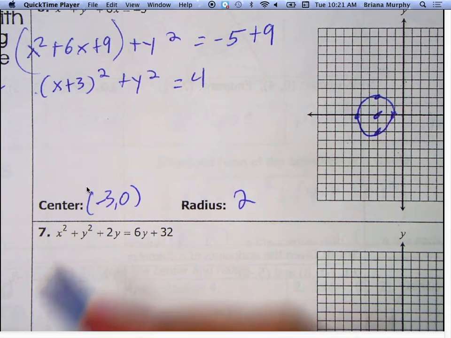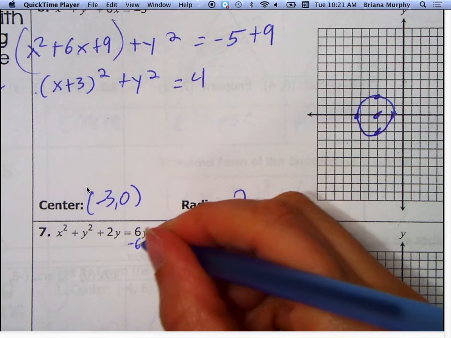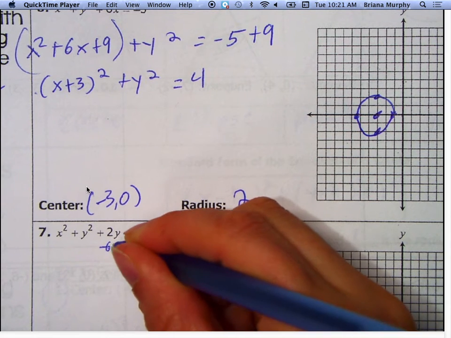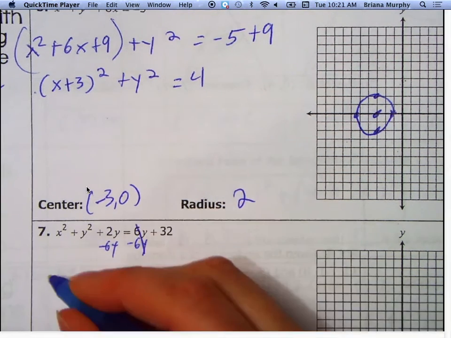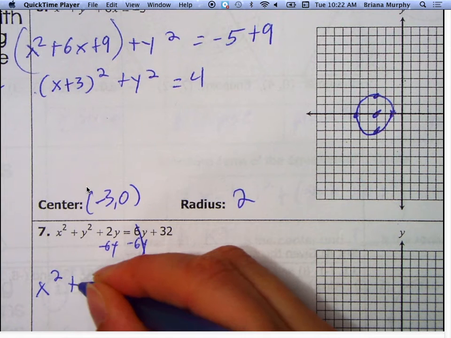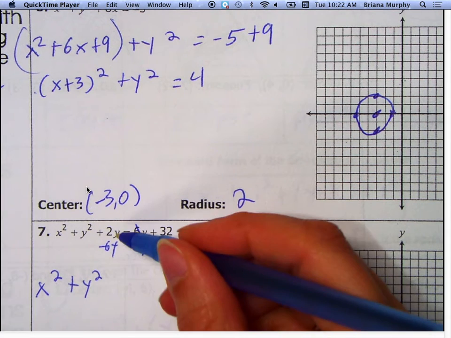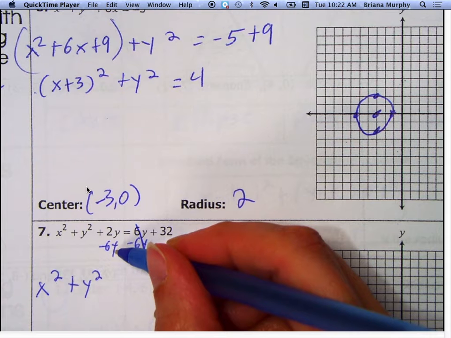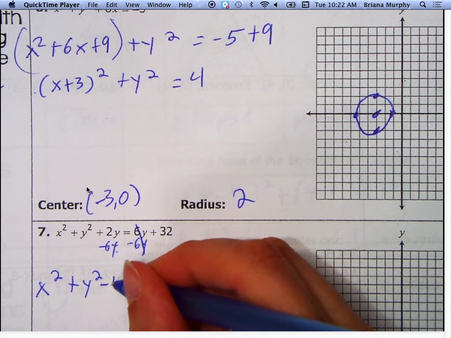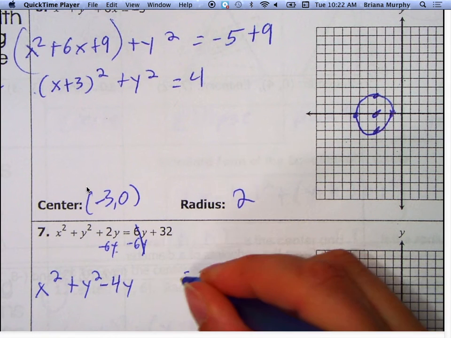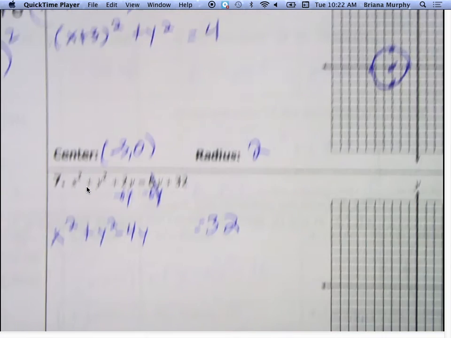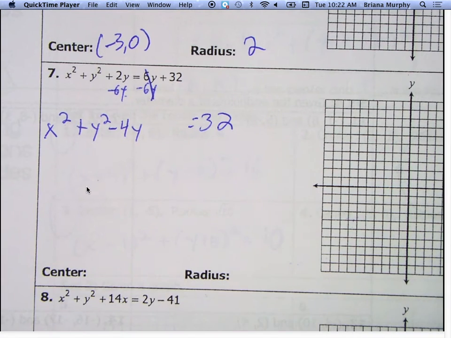Get all the y's on one side, right? So I'm going to subtract that negative 6y from this side. So I get x squared plus y squared. What's 2y minus 6y? Negative 4y. I'm going to leave a space, equals 32. So far, so good? Okay.